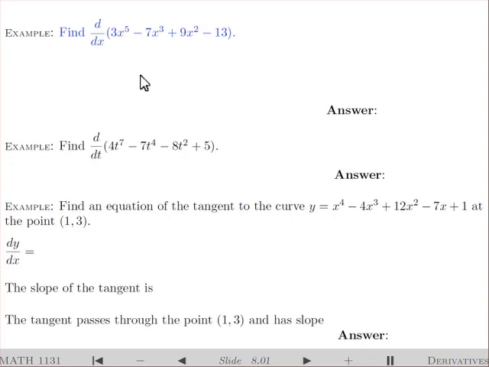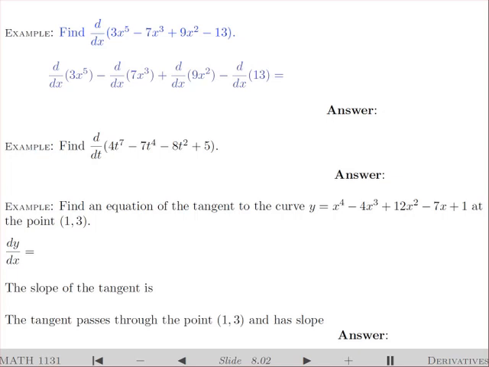Differentiation distributes over addition and subtraction. So I can distribute this d by dx over the four terms. So I get d by dx of 3x^5 minus d by dx of 7x^3, and so on. Each term here, like 3x^5, is a constant, in this case 3, times a power, x^5.